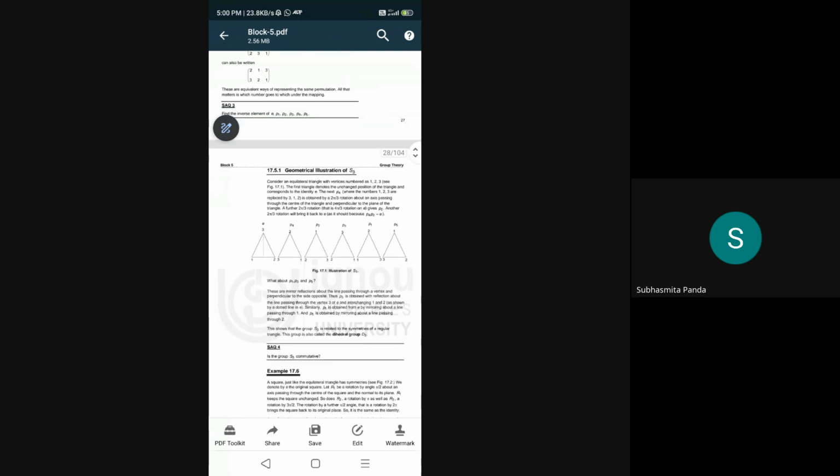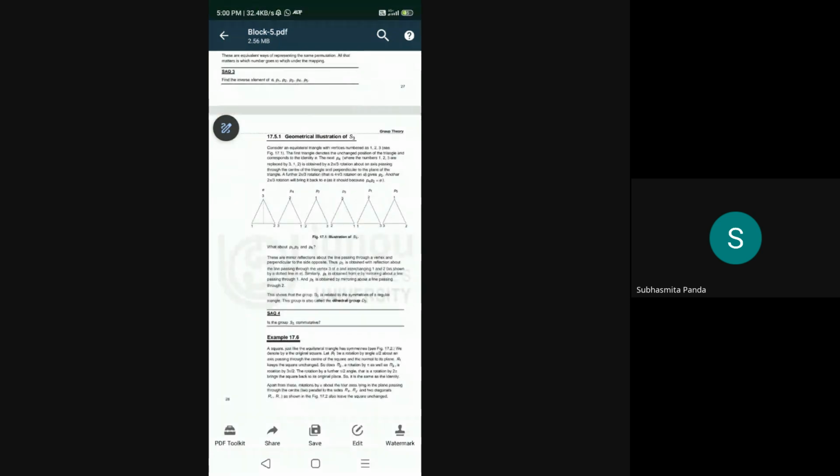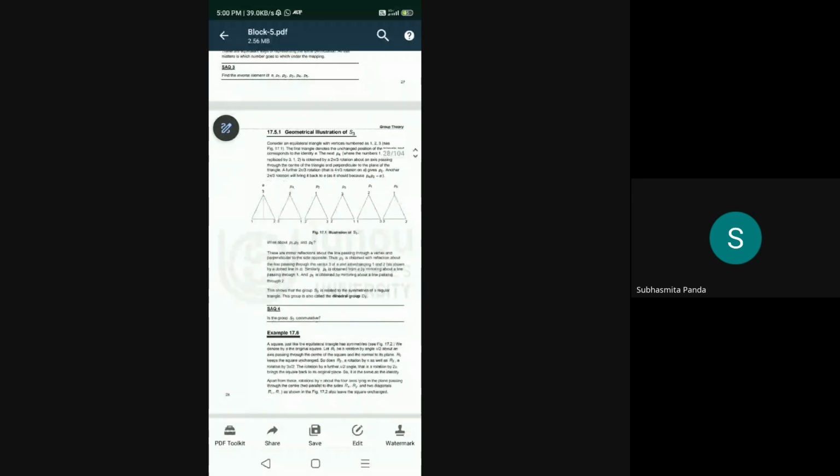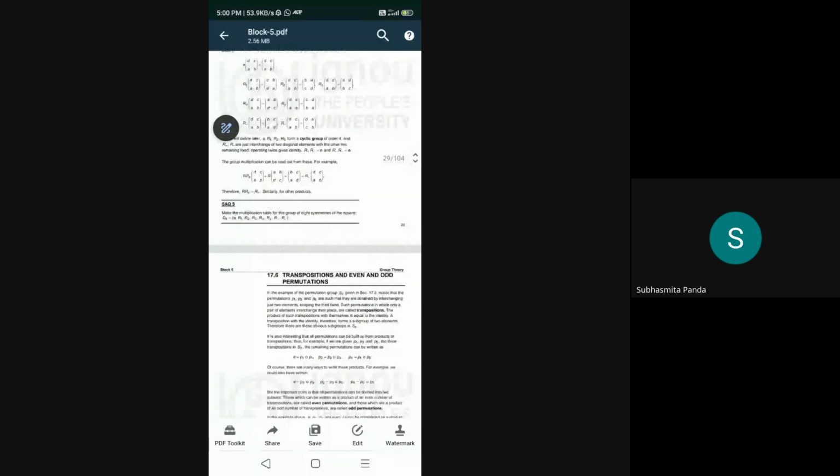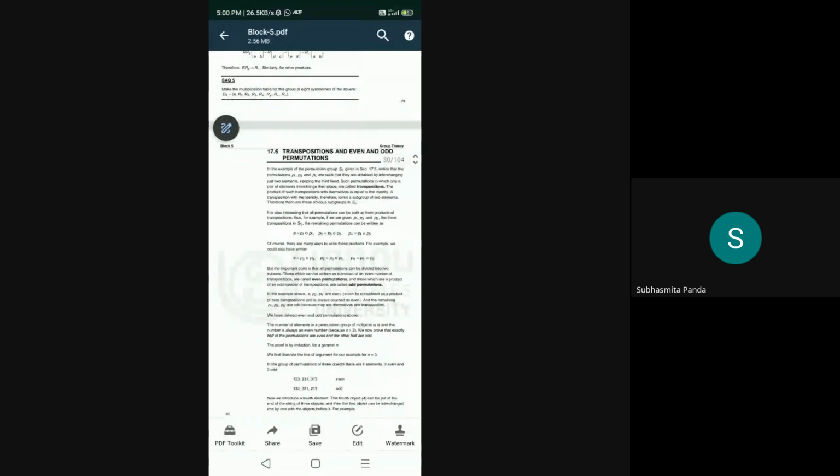The group S3 is related to the symmetries of a regular triangle, and this group is also called the dihedral group D3. And there is a square; make the multiplication table for this group of 8 symmetries of the square, D4. Then transposition and even and odd permutation, and it is shown on the screen.